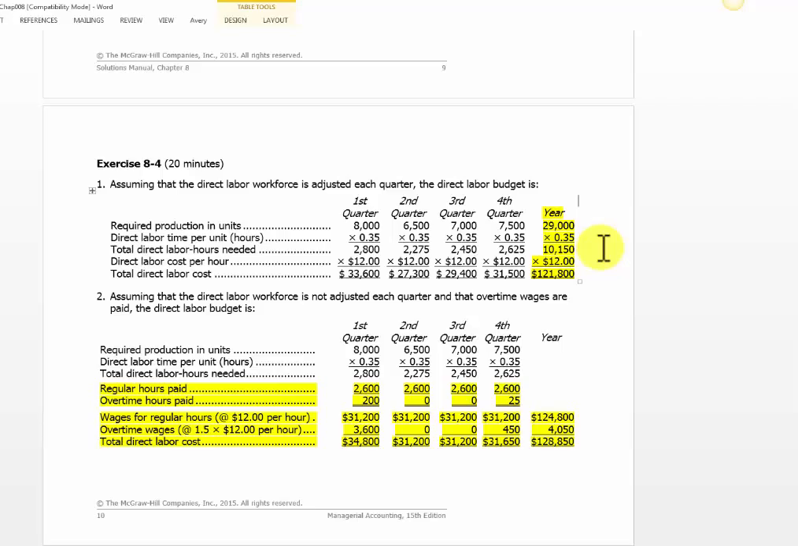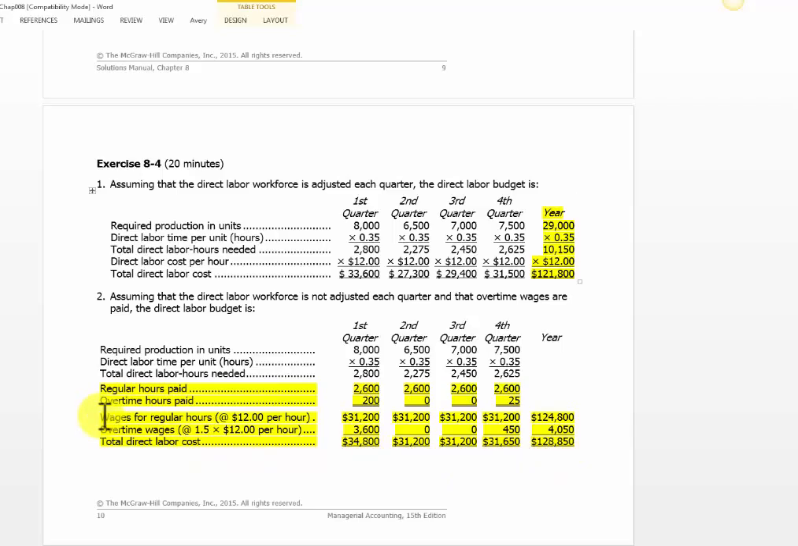There's a minimum of 2,600 hours that the workers are guaranteed of getting each quarter at $12 per hour. There are two quarters, the first quarter and fourth quarter, where there's overtime, 200 hours in the first quarter, 25 hours in the fourth quarter. They will get time and a half for their overtime wages at $12 per hour. So you see the calculations down here on the remaining three lines at the bottom.